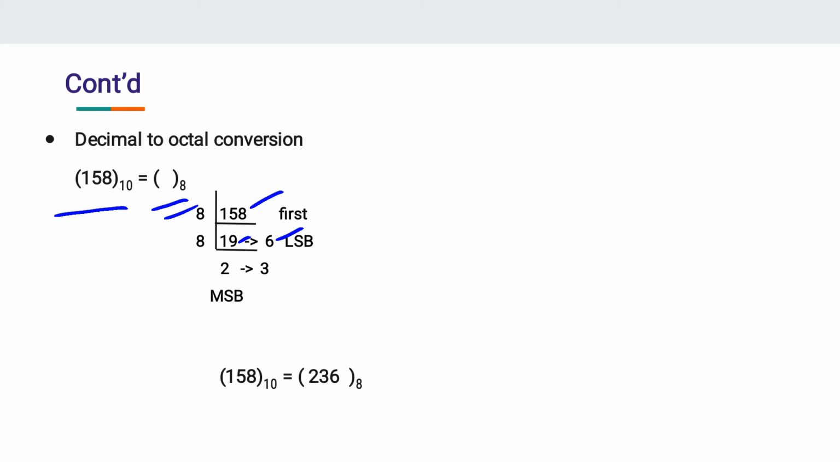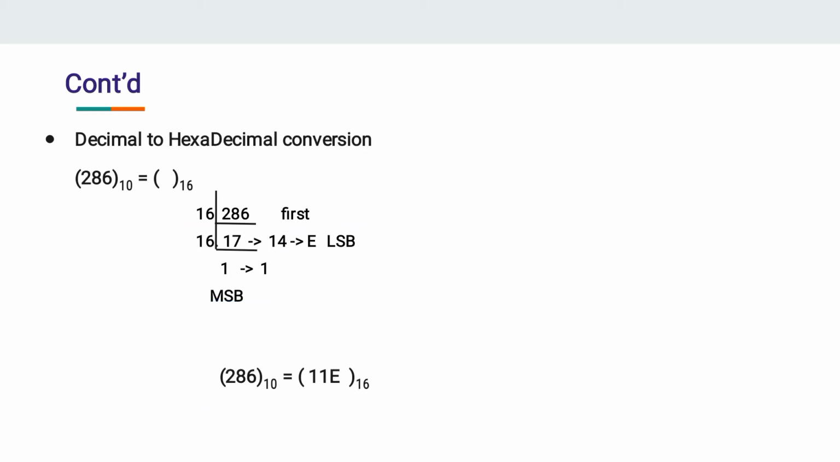Next you have to divide 19 by 8, that is 2, and the remainder is 3. So 2 cannot be divided by 8 because it is less than 8. For that you have to stop there itself. So next you write the expression: 158 with base 10 is equal to 236 in the octal form. So this is about decimal to octal conversion.